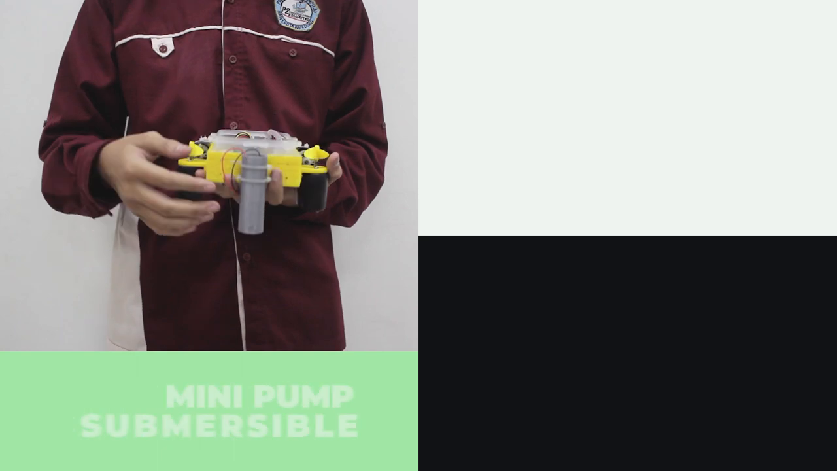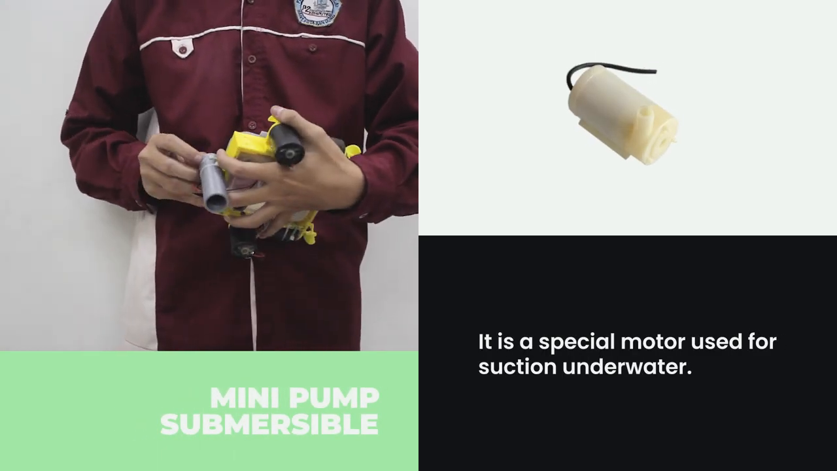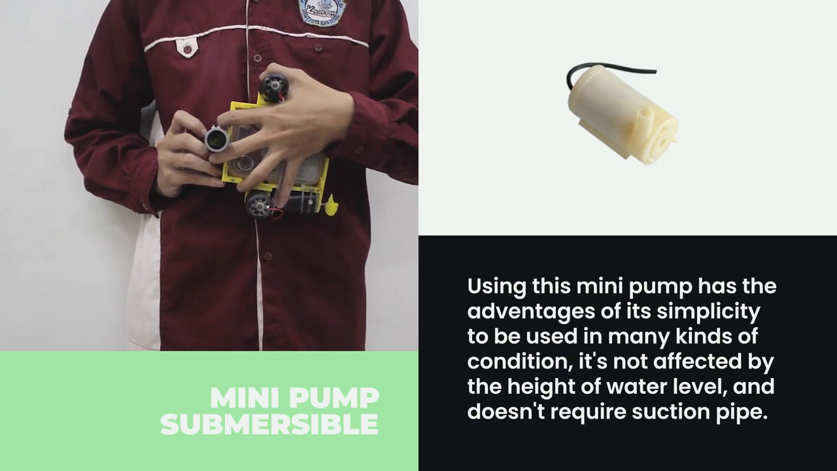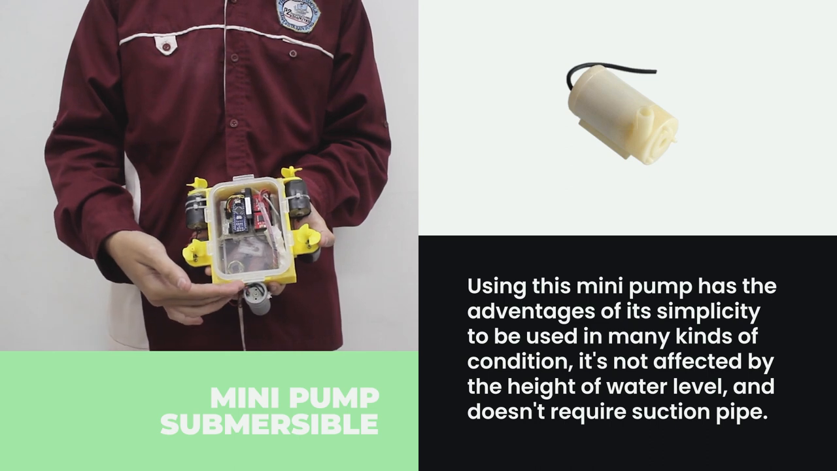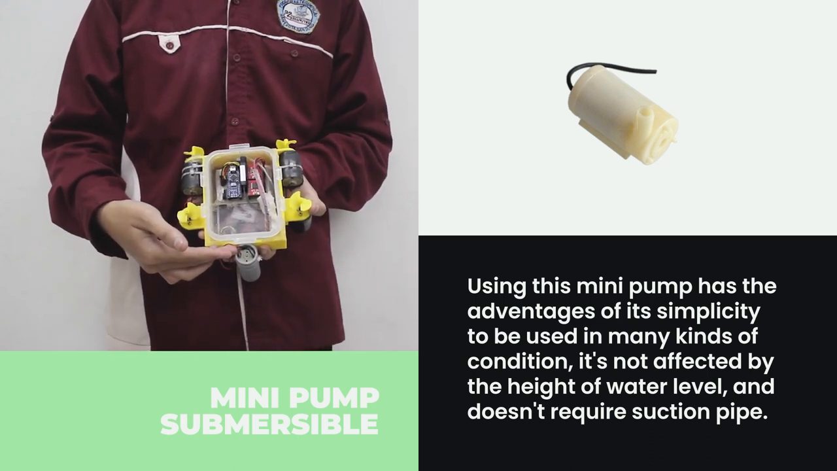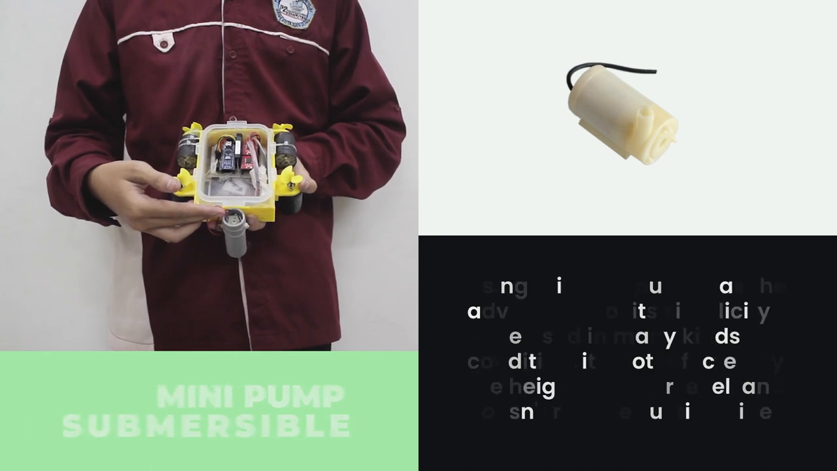And next, it is mini pump submersible. It is a special motor used for suction underwater. We are using this mini pump because it has the advantage of simplicity to be used in many kinds of conditions. It is not affected by the height of the water level and doesn't require a suction pipe.